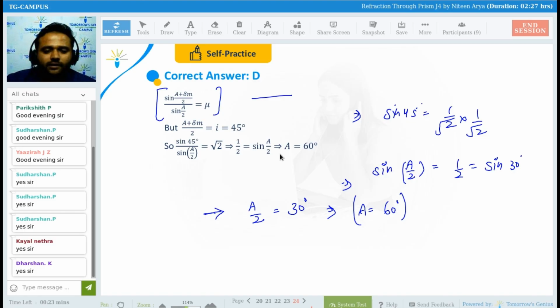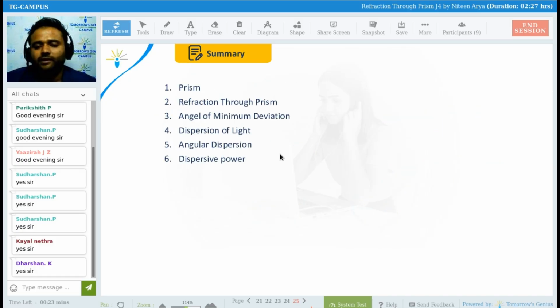See, at the last moment, the maximum number of students make a wrong step or numerical mistake. Is this clear? That is why A is not the correct answer. The correct answer is D, 60 degree. So we are done with the lecture today. The whole lecture is dedicated to the prism. We understood what a prism is, refraction through a prism, how to find the angle of minimum deviation, dispersion and dispersive power. So that we have already done.